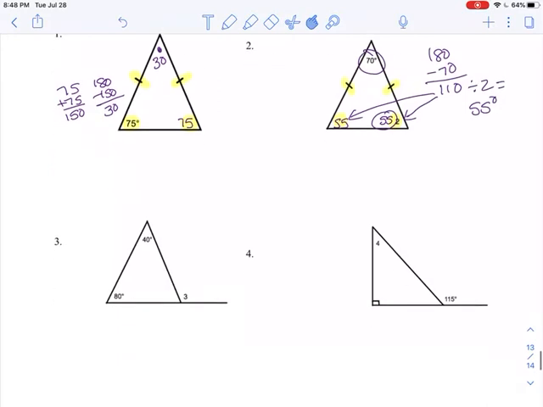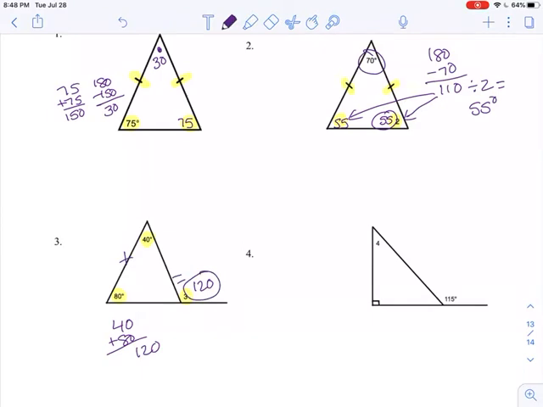Questions 3 and 4, those are the exterior angles. So the exterior angle equals these two interior angles added together. So if I take 80 plus 40, that equals that exterior angle. So 40 plus 80 is 120 degrees. So angle 3 is 120 degrees.